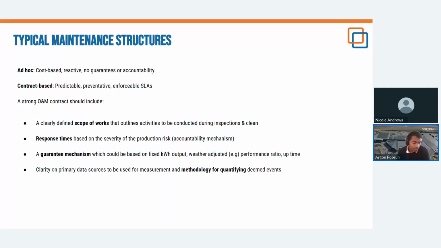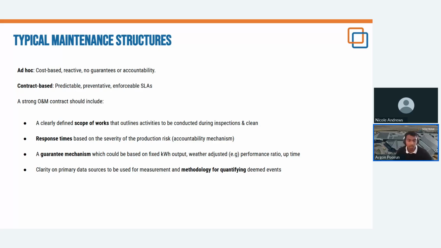So we've established that maintenance is important. The next thing for us to look at is how we would bring maintenance onto the site. There are typically two types of structures. You can either go for an ad hoc approach, which means that you as the asset owner or asset manager are contracting out for work needed on site on a per need basis.